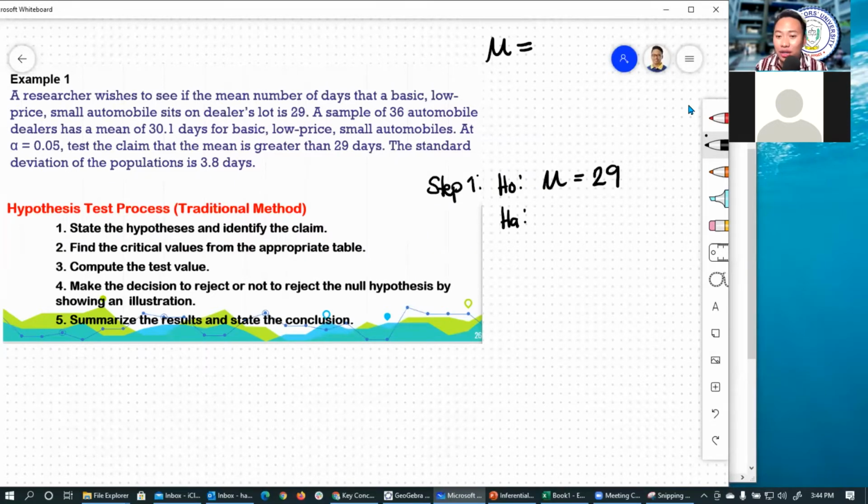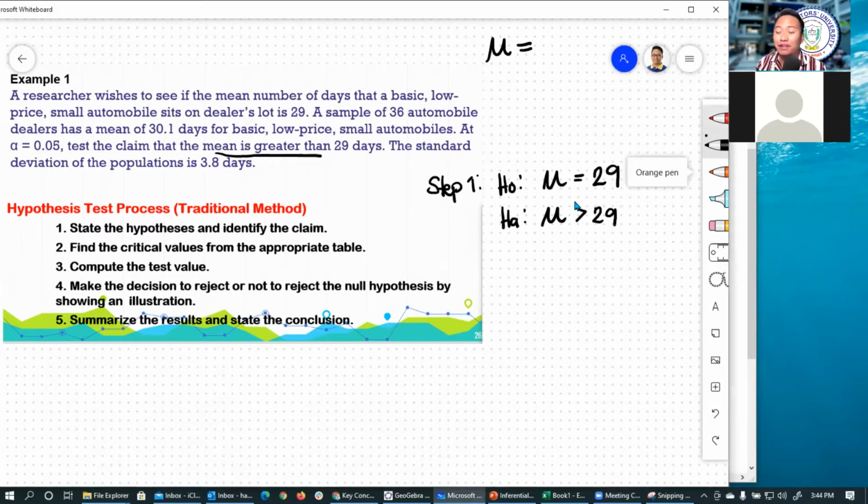Now, what's our alternative hypothesis? Anyone can answer? Very good. Mu is greater than 29. Very good. Good catch. That is because that's what you can see here. So guys, if you pay attention, you'd know how to complete the steps. These are just coming from the problem. As long as you understand the problem, you are good to go.